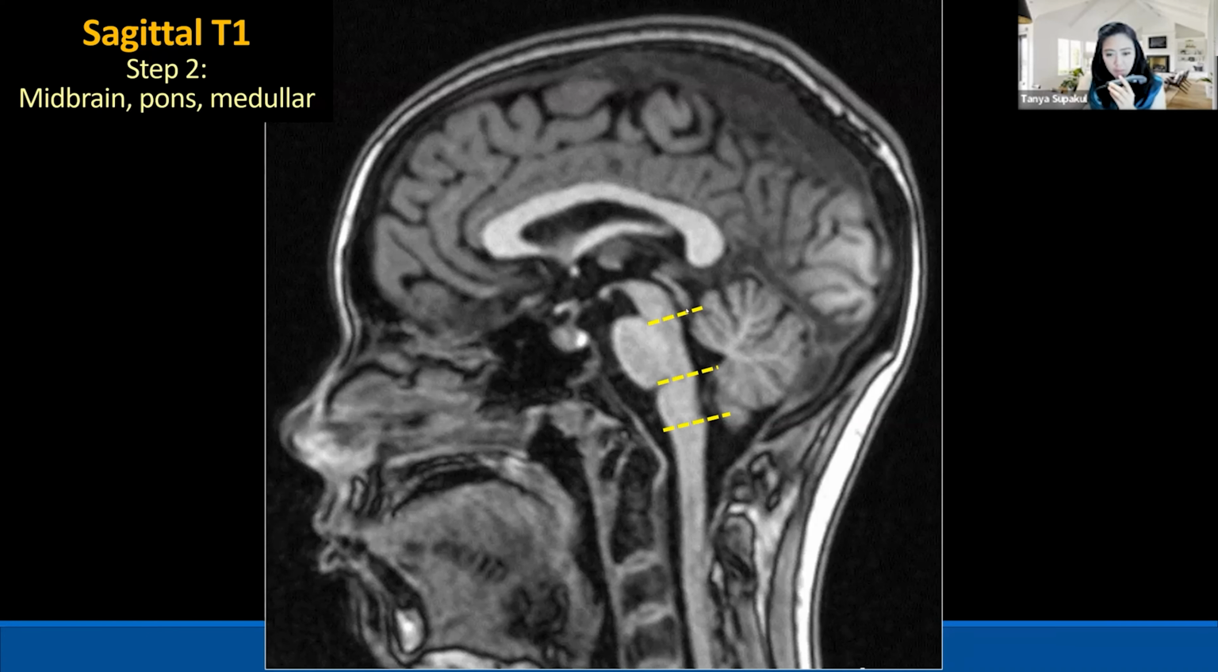So when you identify the obex, you can draw 3 lines. The first one is from the lower border of the tectum, going anteriorly to the interpeduncular cistern. The second line is parallel to the first one at the inferior border of the pons. And the third line is the one that passes through the obex. By this way, you can have the midbrain, pons, and medulla.